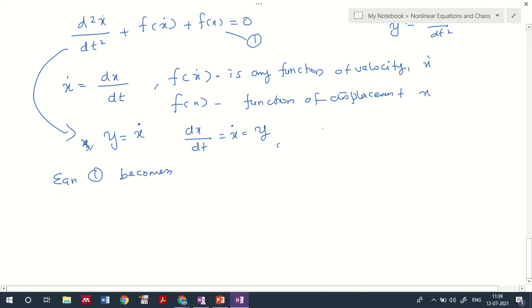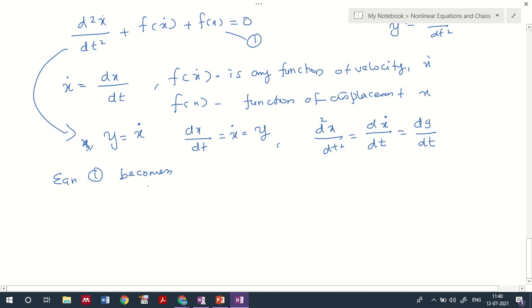And d square x by dt square I can represent as dx dot by dt. dx dot means dx by dt, so I can represent it as dy by dt. Clear? Hope you are clear with the discussion. I have just represented dx by dt in terms of x dot, then replaced it with y, and d square x by dt square is dx dot by dt, which is equal to dy by dt.